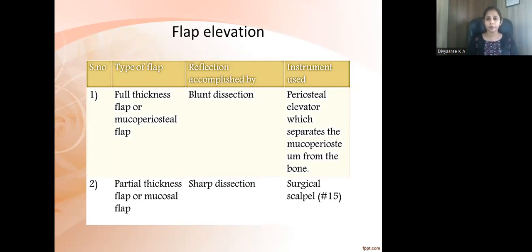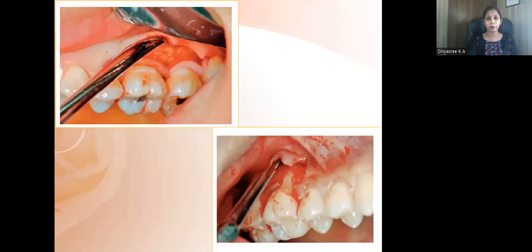You cannot deflect a split thickness flap with a periosteal elevator. The periosteal elevator is meant to elevate mucoperiosteum from bone. This is how you elevate a full thickness flap or a mucoperiosteal flap with a periosteal elevator. This is how you reflect a split thickness flap with a scalpel.